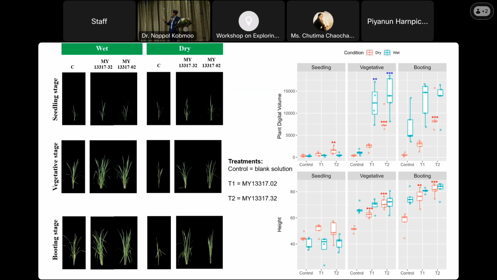And at the booting stage for the dry condition also, the strain 32 gives a higher plant digital volume and higher plant height also. So actually we have phenotypes that are shown to be better when the plant receives the fungal candidate strains compared to control.